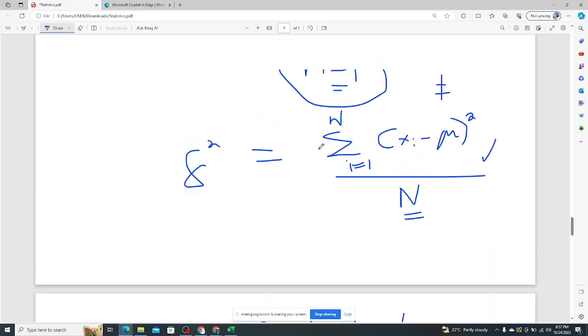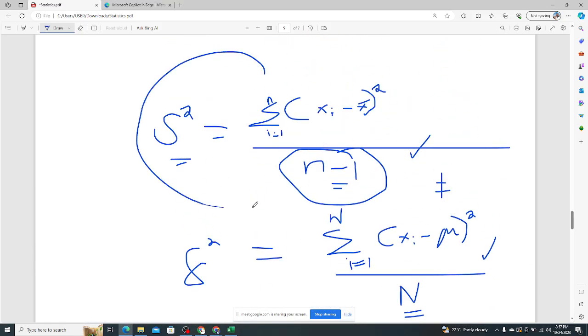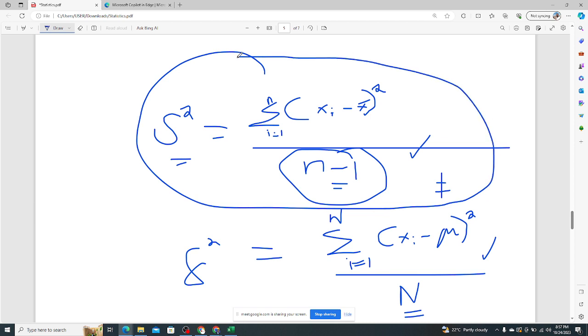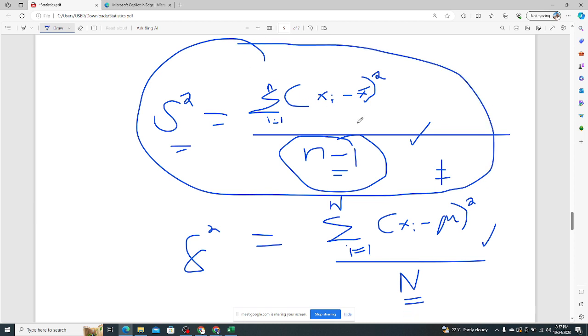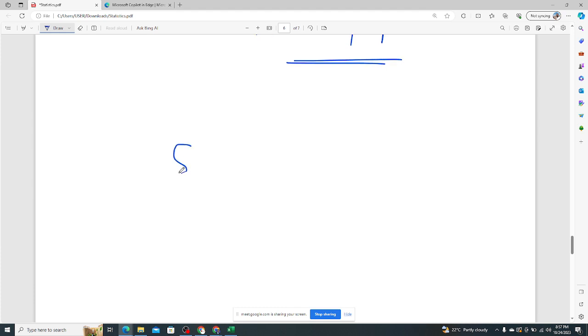If now we were to calculate the sample variance, then we will have to do what?